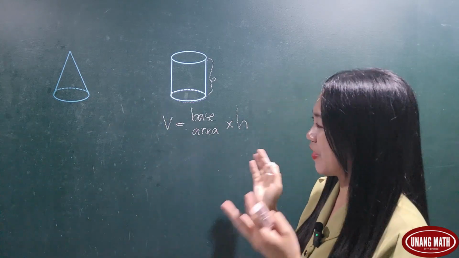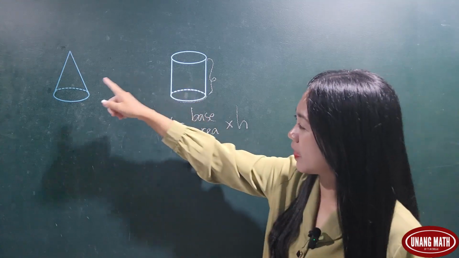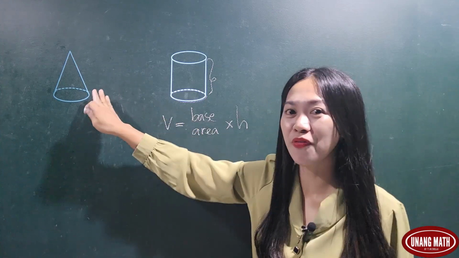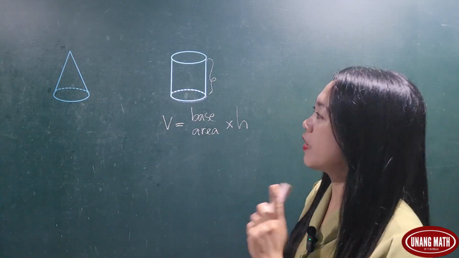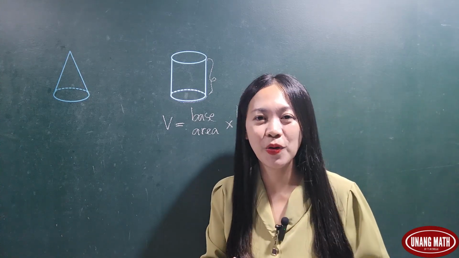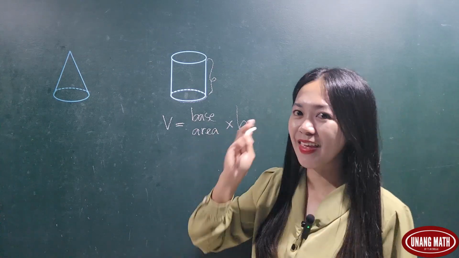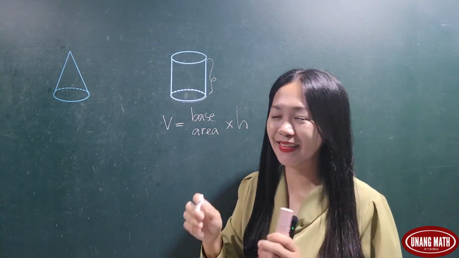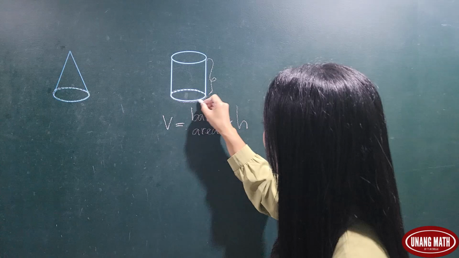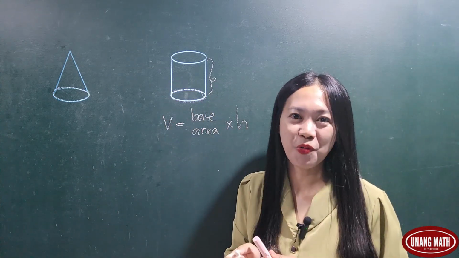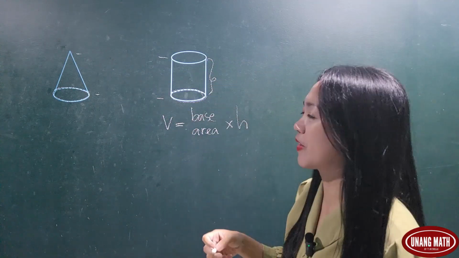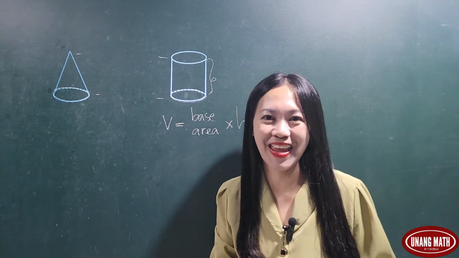What is then that special relationship of cylinder and cone that we have to consider so we can find the volume of a cone? If we will consider that special relationship, we have to make sure that these two conditions are met. The first condition is the base of the cone and the base of the cylinder must be congruent. And the height of the cone and the height of the cylinder must be equal or the same.